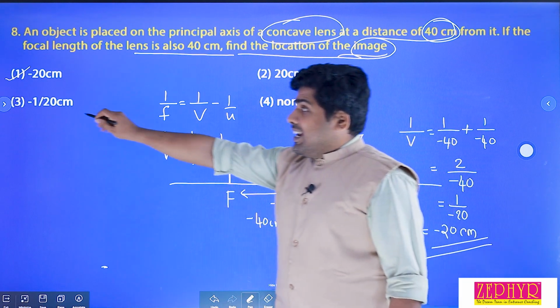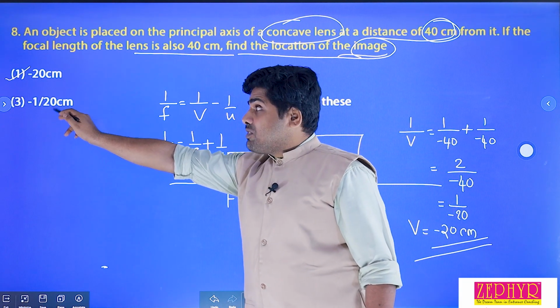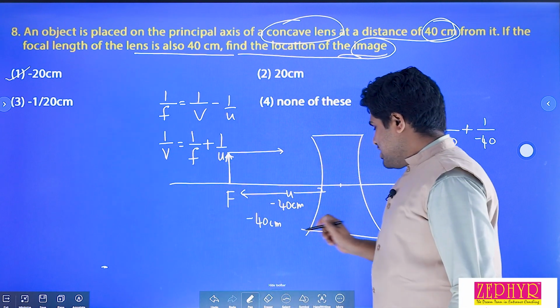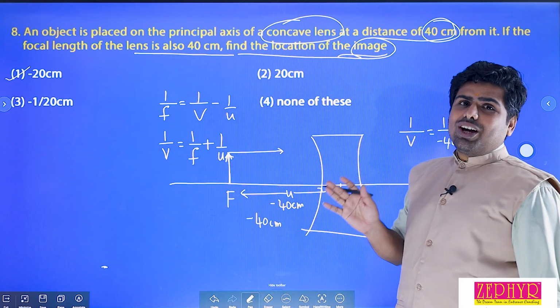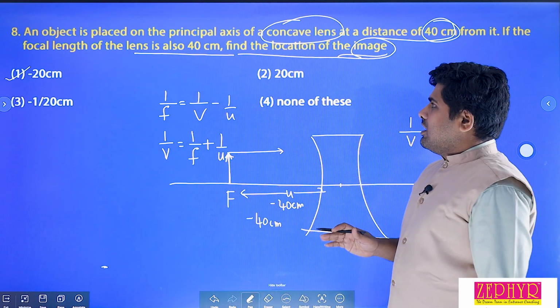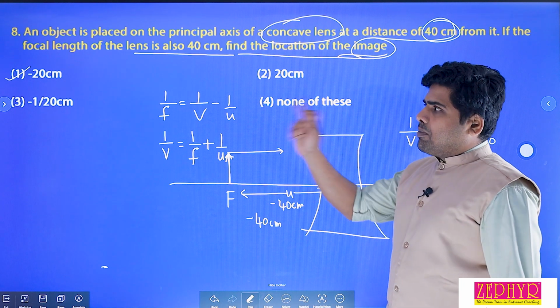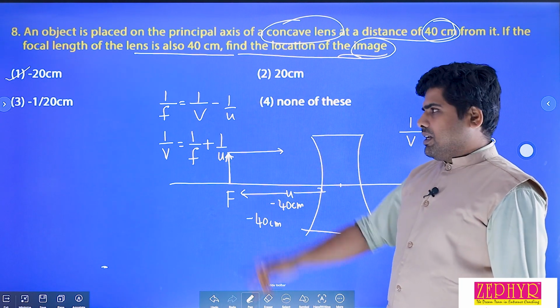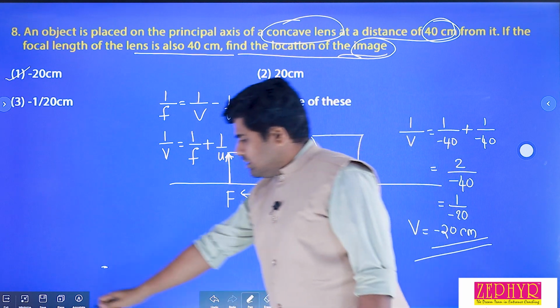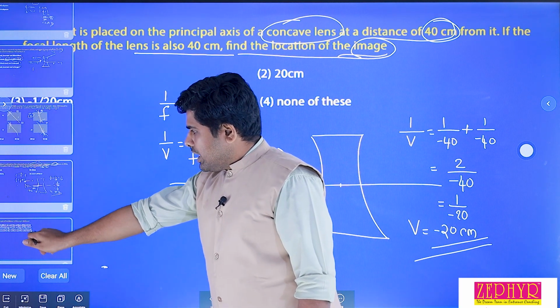See here option 3, that one is minus 1 by 20 centimeter. Actually it is equal to 1 by v, not equal to v. So the right answer is option 1, minus 20 centimeter. Okay, then next question.